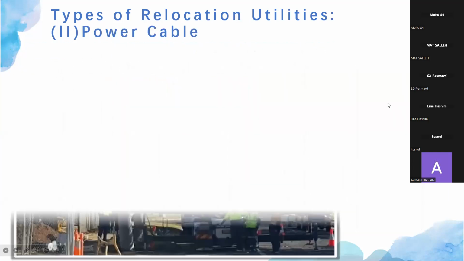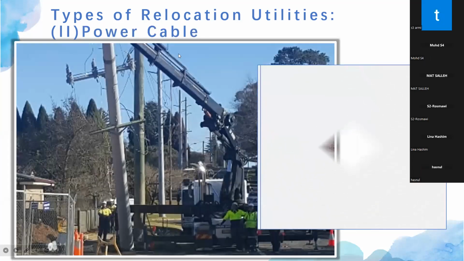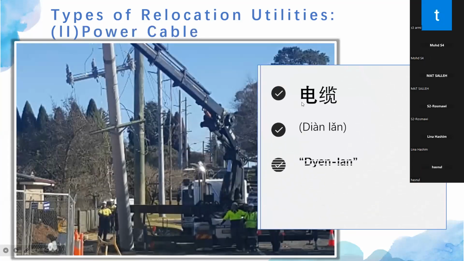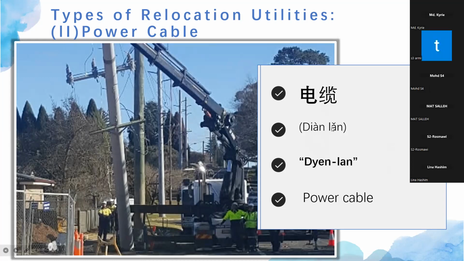Next would be the power cable. Power cable relocation is called 电缆迁移. 电缆, with 电 being the electricity and 缆 being the power cable. 电缆 is the power cable. So the relocation of 电缆 would be called 电缆迁移.